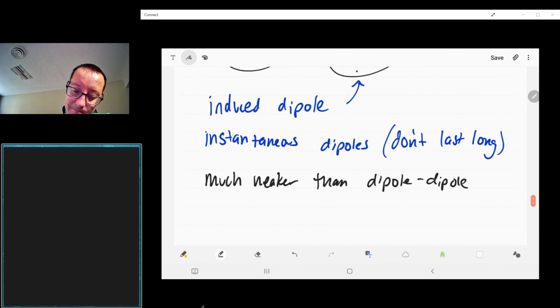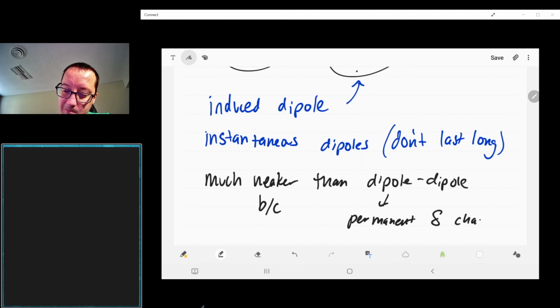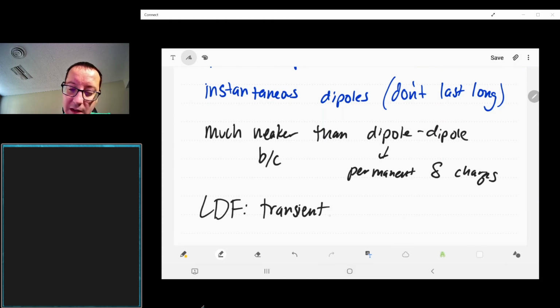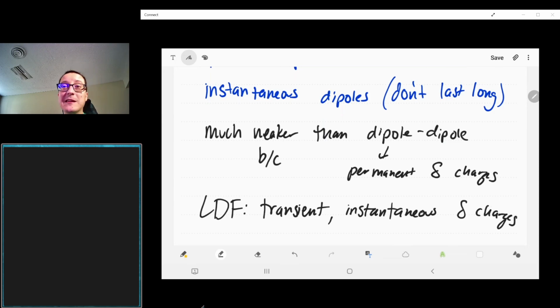Because dipole-dipole has permanent partial charges, whereas when we're looking at London dispersion forces, they are transient. Transient, instantaneous partial charges. Transient means they go away quickly.